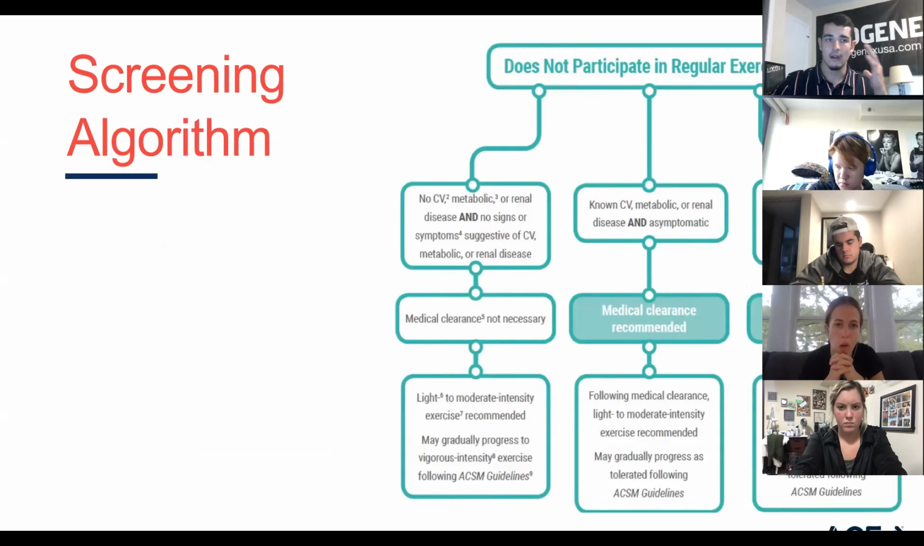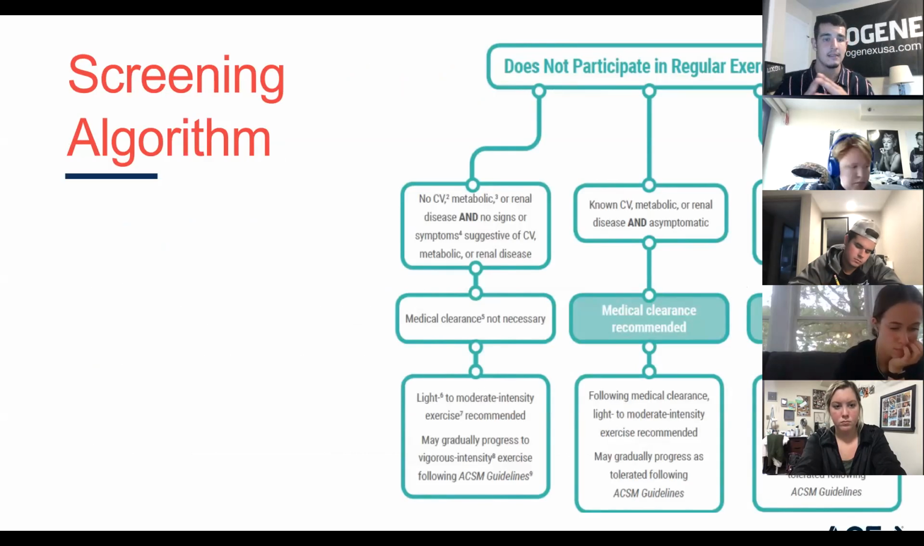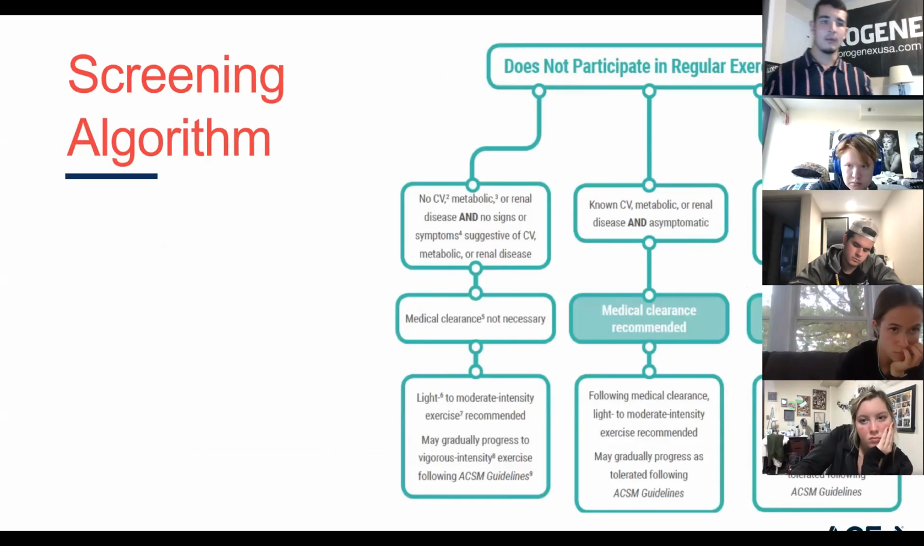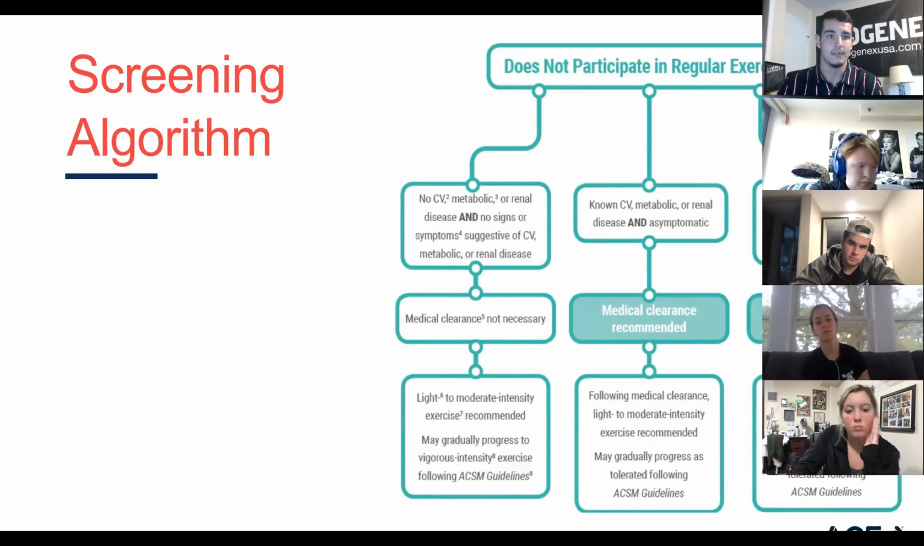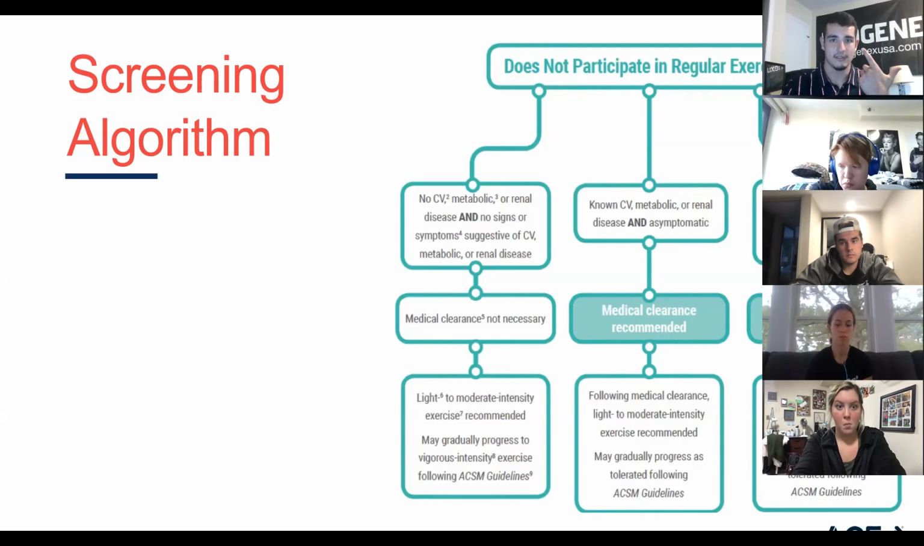So it used to be very, very complicated. The ACSM screening process used to be like, if you had a certain number of risk factors, you shouldn't exercise. And basically what they were finding was that we were preventing people from exercising by having all of these rules and regulations in the way. And so now it's been simplified to basically, do you participate in regular exercise or do you not participate in regular exercise?